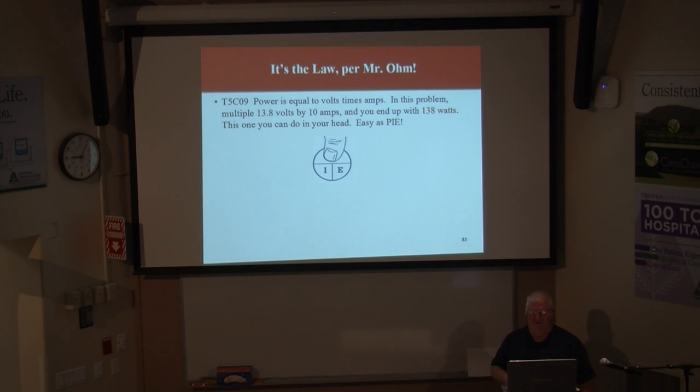Power is equal to volts times amps. In this problem, multiply 13.8 volts by 10 amps, and you end up with 138 watts. This one you can do in your head. Easy as pie. Power is equal to volts times amps. Multiply 12 volts by 2.5 amps and you end up with 30 watts. Now they got the answers in red, so remember those answers, okay?